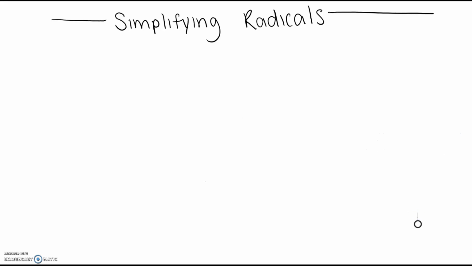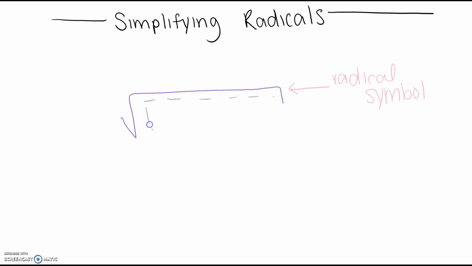Hey guys, so in this video we're going to talk about simplifying radicals. First of all, let's talk about parts of a radical. So this symbol should look familiar. This is literally just the radical symbol. Inside the symbol, whatever number or letters are in here are called the radicand.